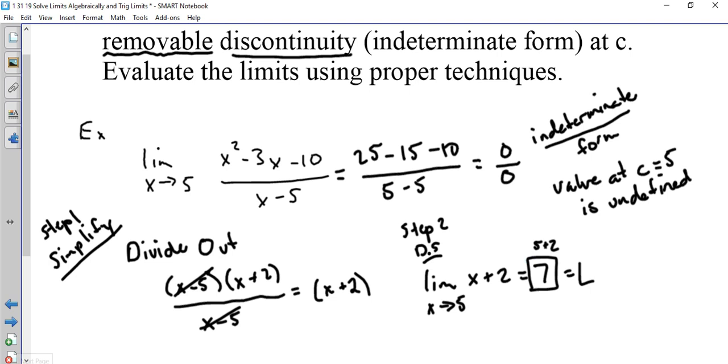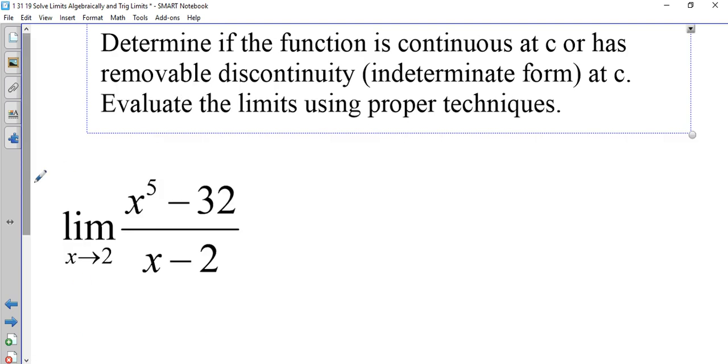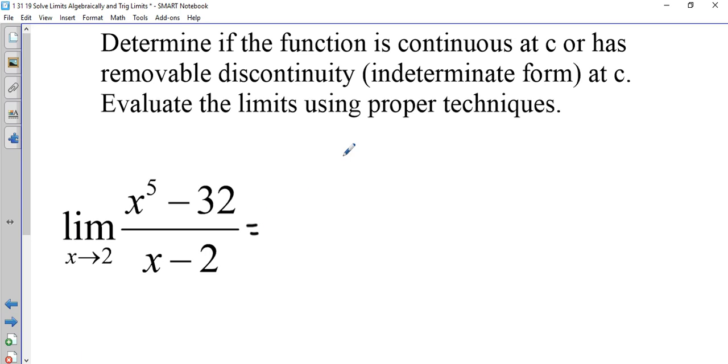All right, let's try some other problems. Here's another one. First thing to do, see if it's continuous at c. So how do you do that? To find out if it's continuous, you always start with direct substitution first. So always start with DS, direct substitution, and see if it's continuous. So plug in 2.